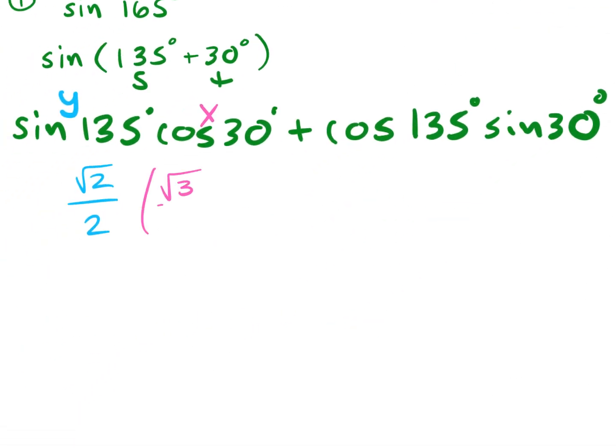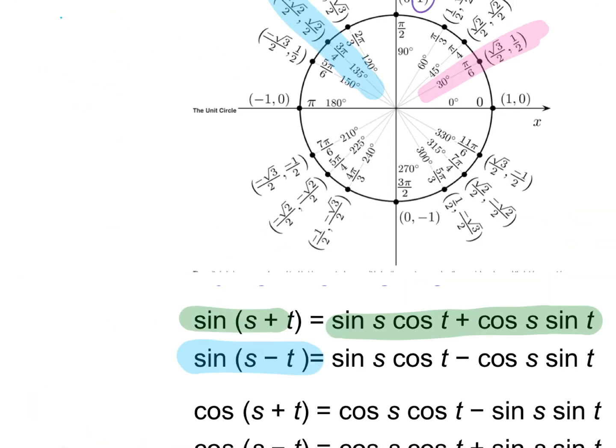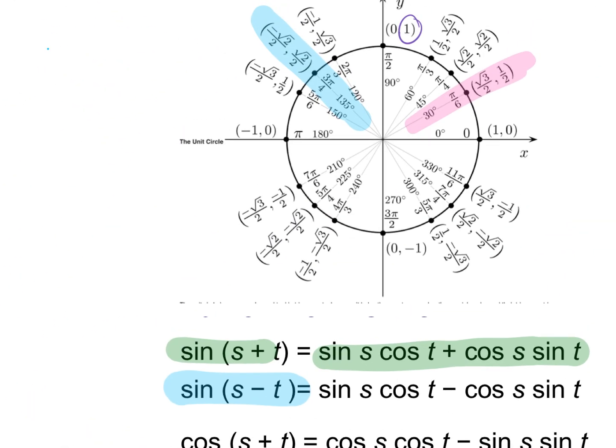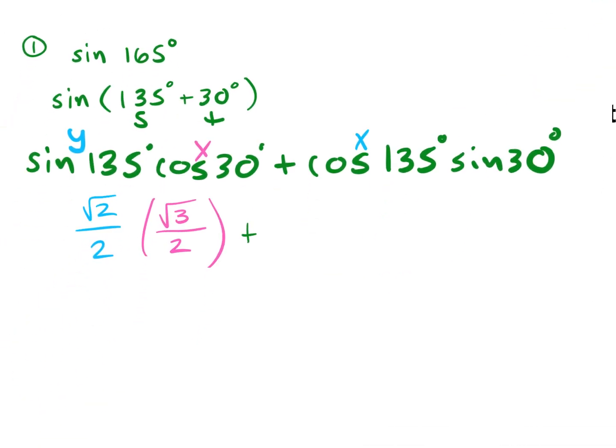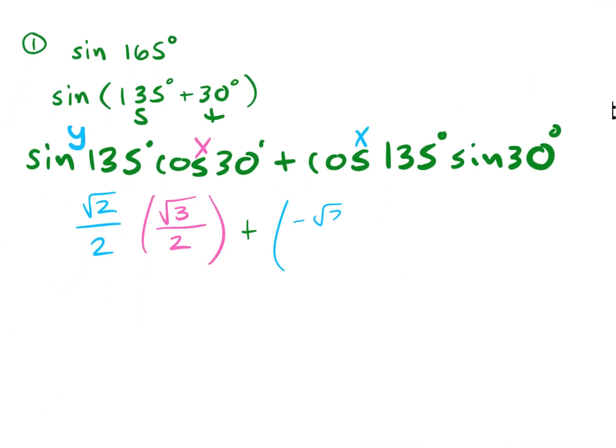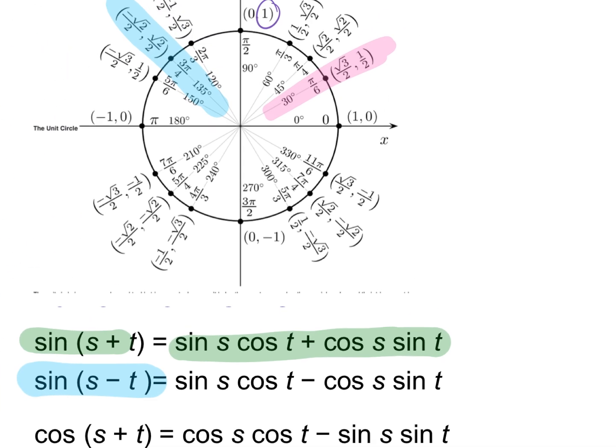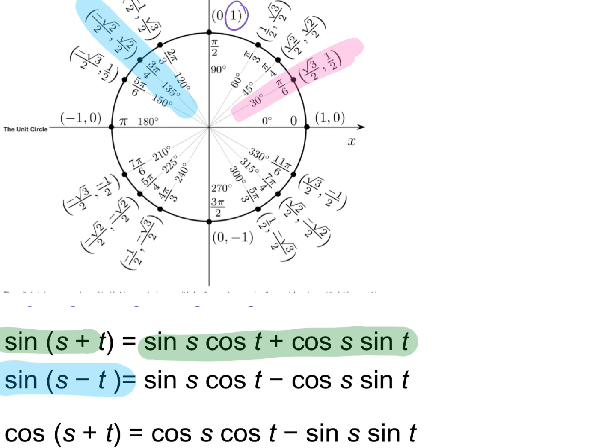So we're multiplying it by square root 3 over 2. Plus cosine tells us that we have to look at the x. So what is our x value at 135? Negative square root 2 over 2. And then sine tells us we look at the y. So what's our y value at 30? 1/2.